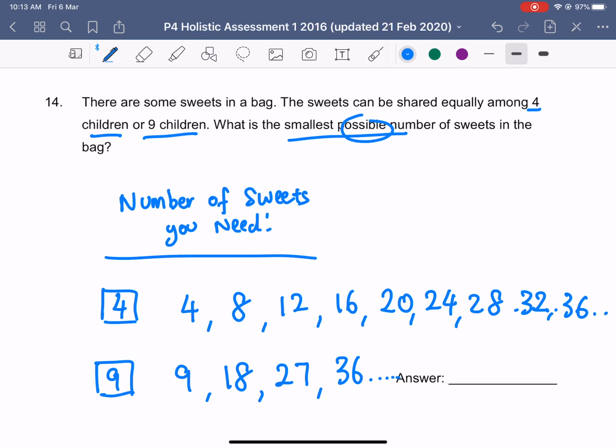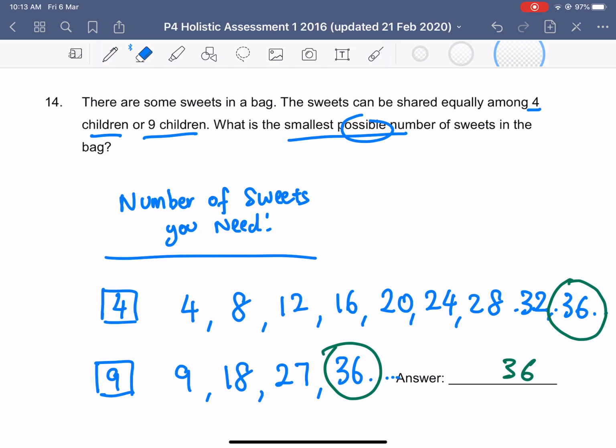Now, the smallest number of sweets that you probably need in this case will be a common multiple, 36 and 36. This must be the number, okay? Because it works for either 4 children or 9 children. So the answer is 36.